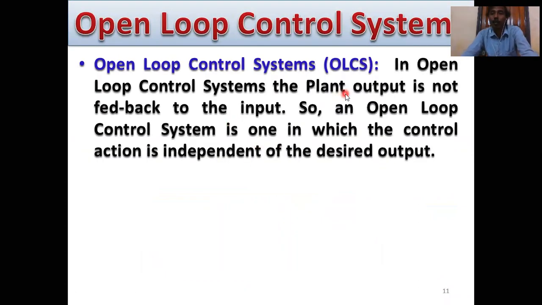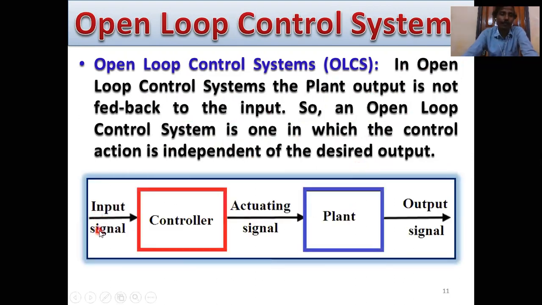That means in this case, no feedback path. In open loop control systems, the plant output is not fed back to the input. So an open loop control system is one in which the control action is independent of the desired output. So in this case, no feedback path, just the input signal.